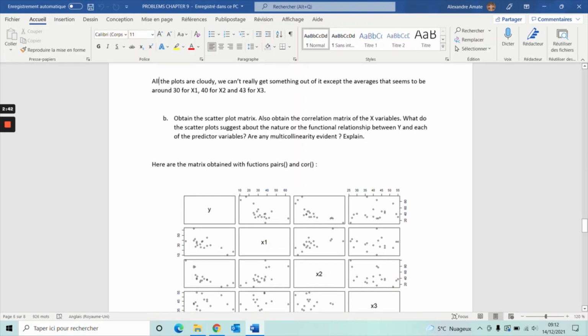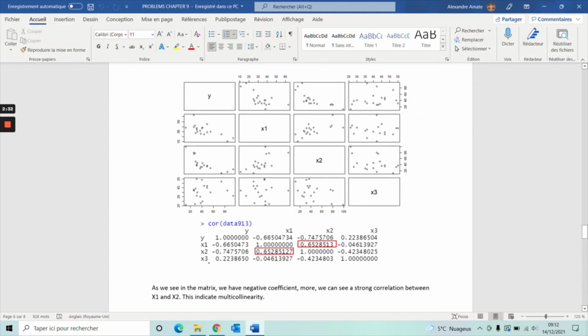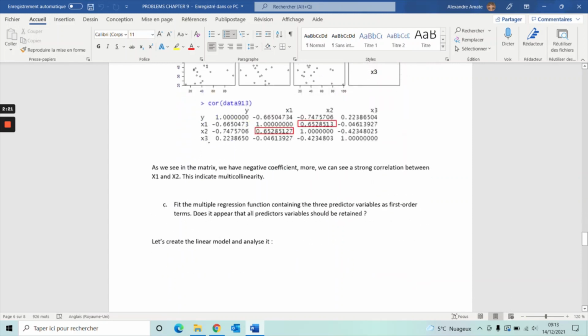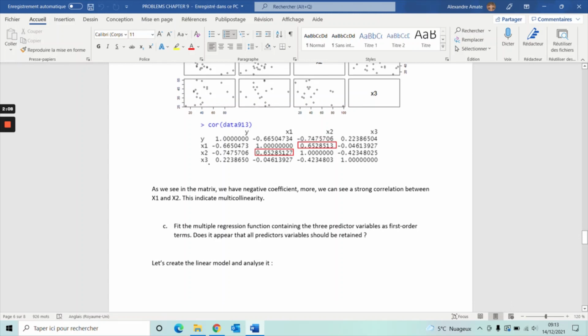Part B: obtain a scatter plot matrix, also obtain a correlation matrix, etc. Is any multicollinearity evident? With pairs and cor in R, we obtained those matrices. From the scatter plot we can't really say anything, so we're just going to look at the correlation matrix. As we see in the matrix, we have a negative coefficient there, and we can see strong correlation between x1 and x2. 0.65 is quite strong. So this indicates multicollinearity.